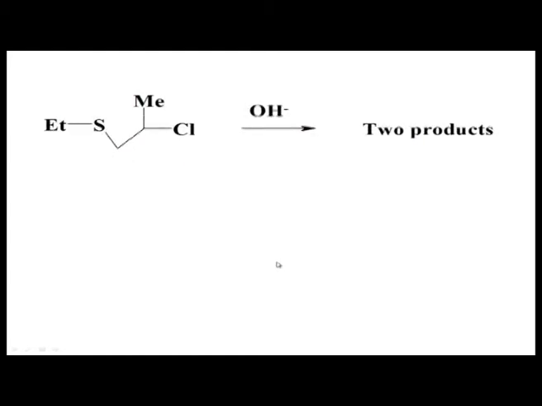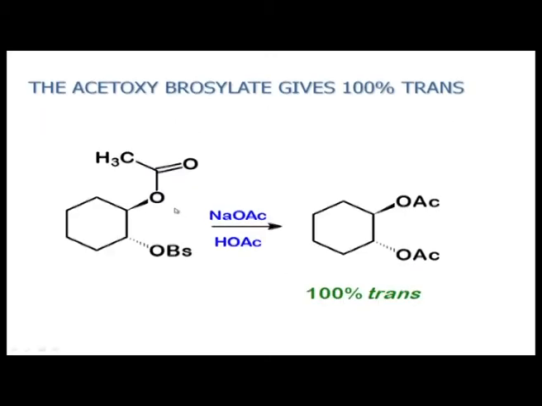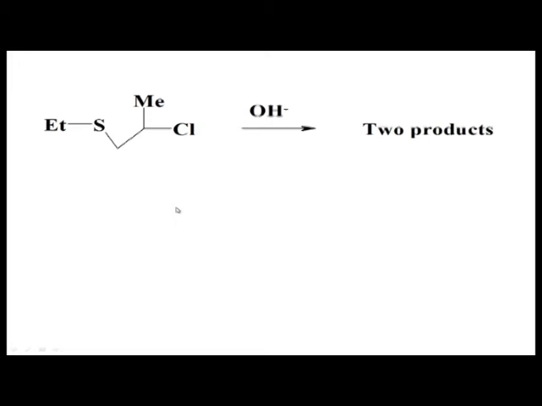Now, we have also seen that we have to be careful that neighboring group participation does not always lead to retention of configuration. It will lead to retention of configuration provided the center that the neighboring group is attacking is also attacked by the nucleophile. If the incoming nucleophile attacks another carbon like this sulfur compound, if it attacks here, then there will be inversion of configuration at this center. Now, the OH minus can attack this carbon or that carbon. So, if it attacks this carbon, then this bond will break, but the inversion will still be retained. So, in that case it is the inverted product that is obtained.